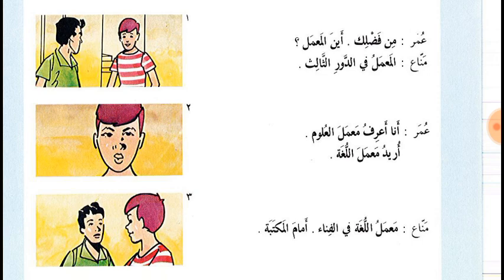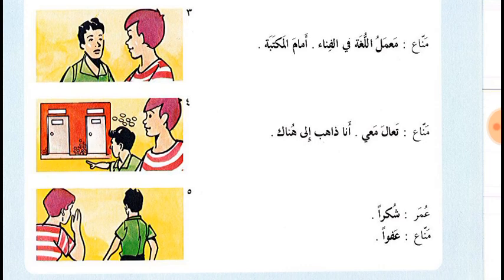Ma'mal lugha fi al-fina', amam al-maktaba. The language lab is in the courtyard, in front of the library. Wait: ma'mal al-lugha, because al-lugha is mudaf ilayh, okay? And amam al-maktaba, you already know that whenever we use amama and khalfa, we use a kasra at the end of the word. We studied all this in the book Duroos al-Lugha al-Arabiyyah. Okay, now proceed.